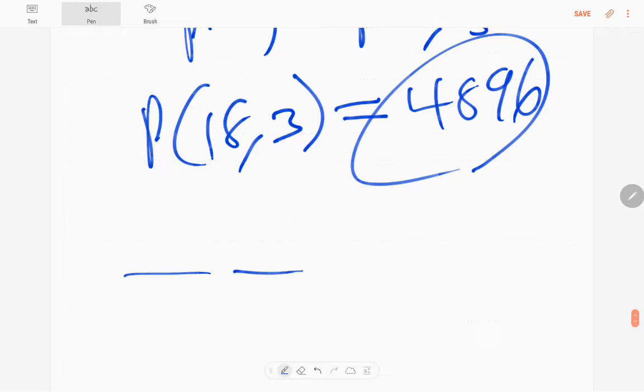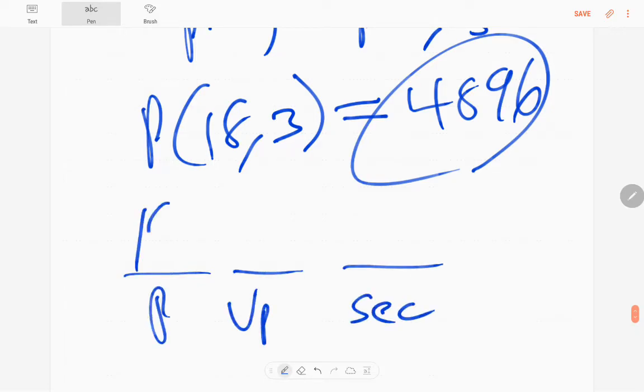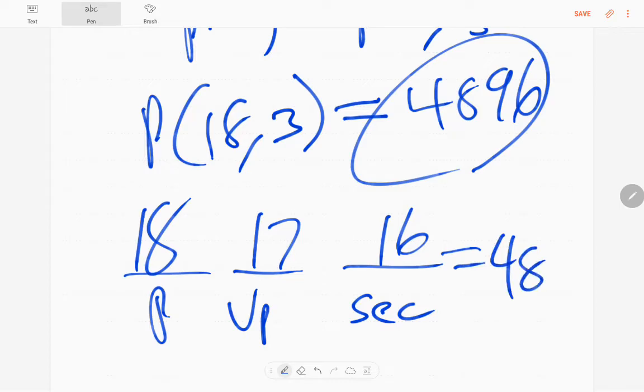The other way to do that is just like this. President, vice president, and secretary. You have 18 to choose for the president. Once the first person has been chosen, it's 17 and then 16. But I think that still ends up being 4896.